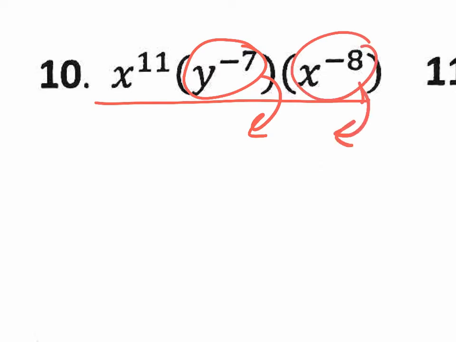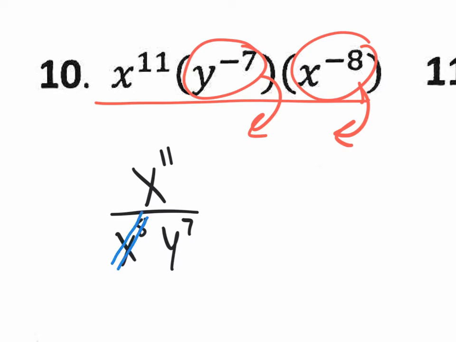All right, so what do I have up on top? I have x to the 11th, and on the bottom, I want to have the y to the positive 7, because when it moves down, it becomes positive. And this x to the negative 8 is going to move down, and it's going to become x to the positive 8. So what I have here, guys, is 11 x's up on top and 8 x's on the bottom. That means I could cancel 8 of them with 8 of them, right? So all 8 x's on the bottom completely cancel out with 8 of these 11, which means that there's going to be 3 left over up on top. Therefore, my answer is x to the 3rd over y to the 7th.